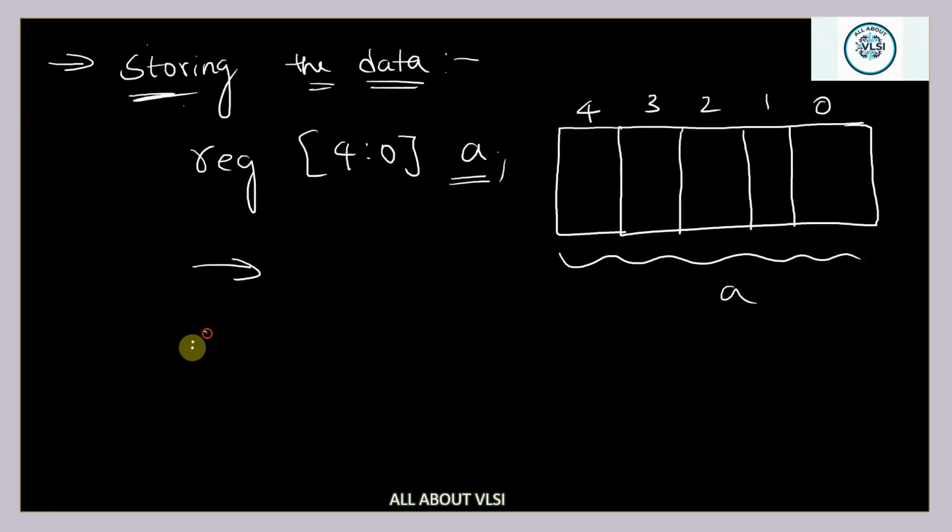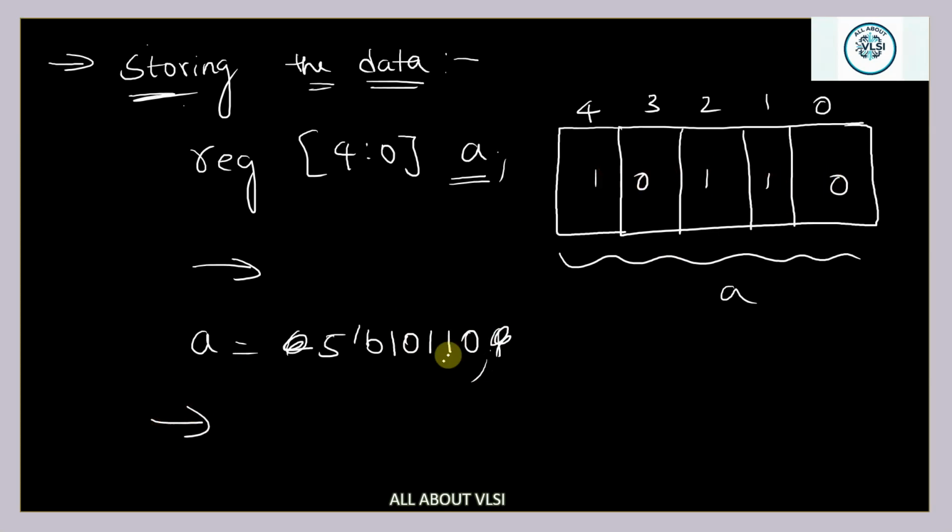Now let's say I want to store a equal to 5'b10110. Then 10110 is stored across the five bits. Now let's say I want to store data 0 at the MSB. What I write is a[4] = 1'b1, and then only the data 1 will be stored. Or if I write 0, then the data 0 will replace this one.